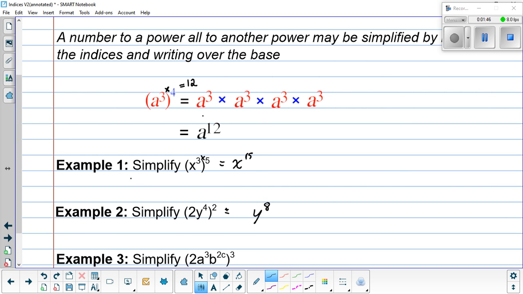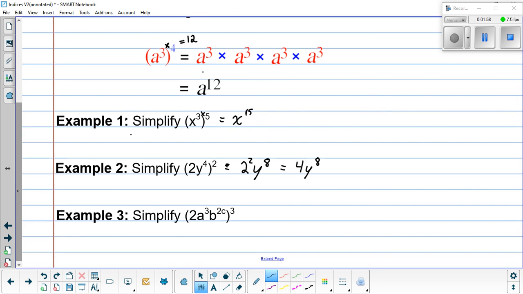Now, this square, remember, is doing everything. So we're actually squaring the 2 as well. Here we get 4y to the 8. Keep in mind, when you bring an indice in, we bring it into everything. So we're bringing it here and to here, just like we expand brackets. We're expanding indices.